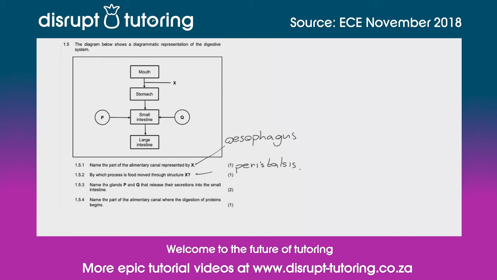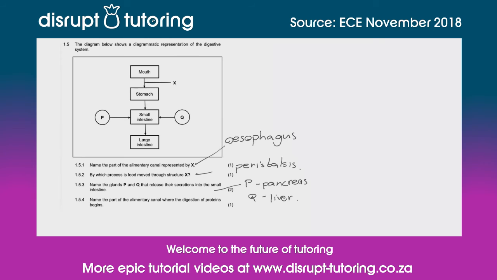Okay, 1.5.3. Name the glands P and Q that release their secretions into the small intestine. So here's our gland P, will release secretion into there, and so will Q. Those two glands are known as the, we can call P the pancreas, and Q the liver.